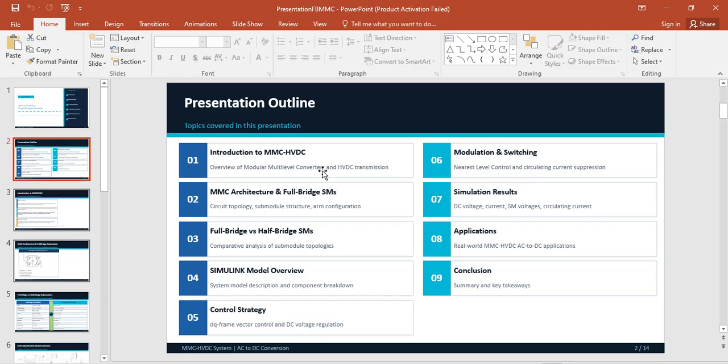Alright, so this is my agenda. I'll be discussing briefly about MMC and its architecture as full bridge submodules, full bridge versus half bridge submodules. I will walk over the Simulink model. I will discuss briefly about the control strategy, the modulation and switching strategy. I will show you the results and some applications, and in the end, the conclusion.